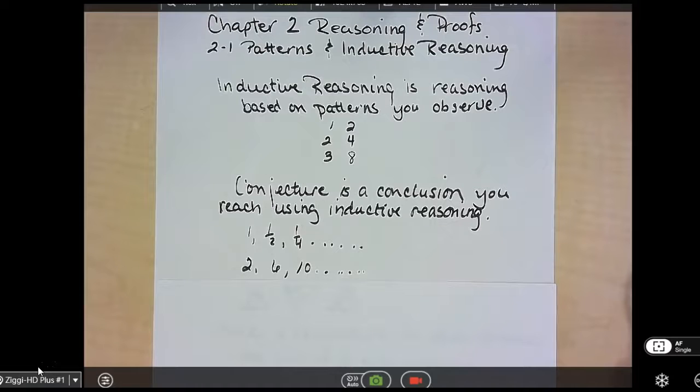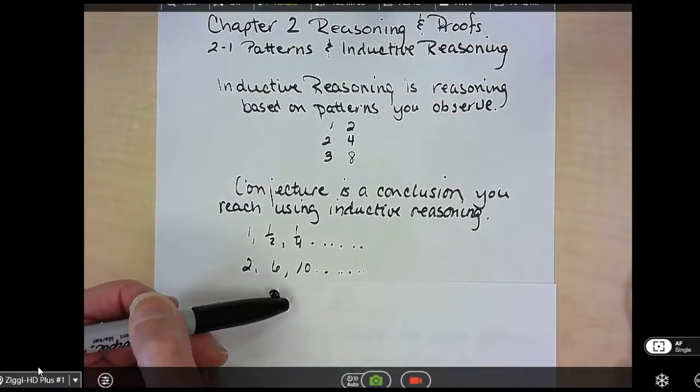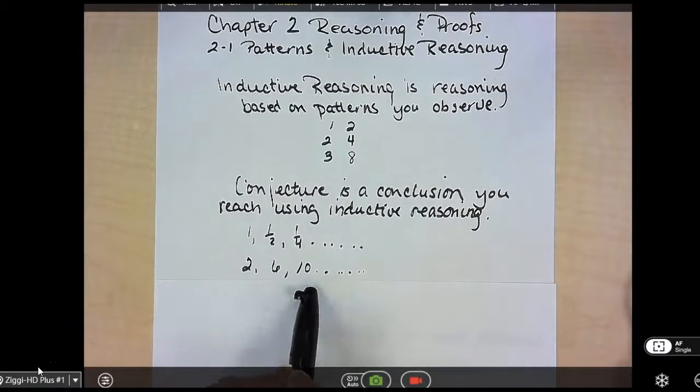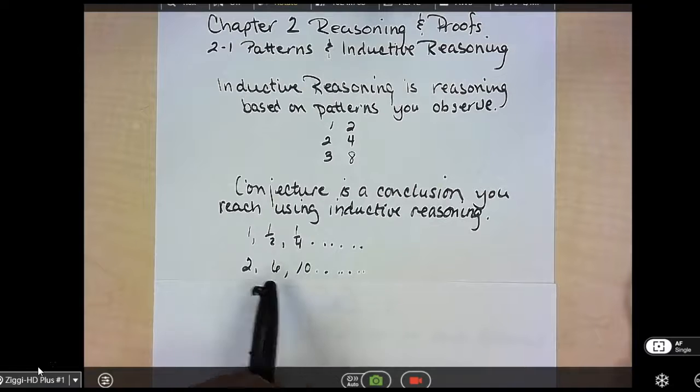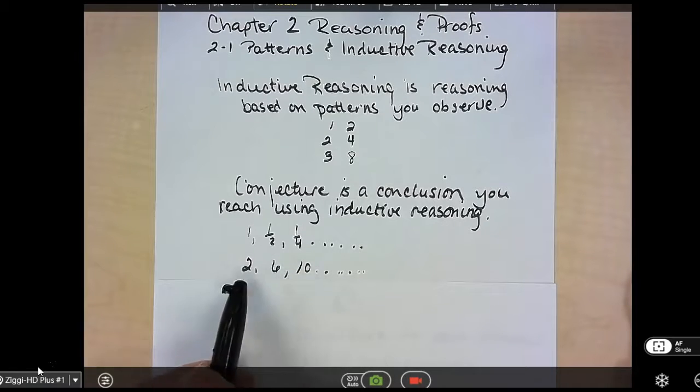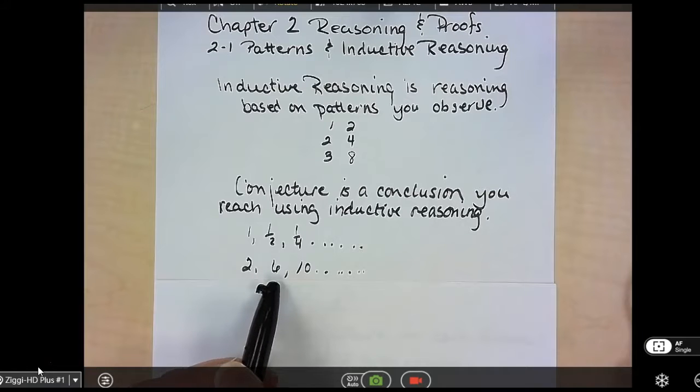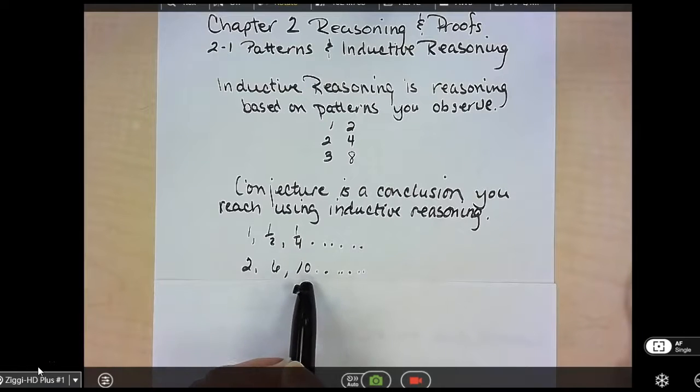If we were to make a conjecture with 2, 6, 10, first I thought we were multiplying by 3, but 6 times 3 isn't 10. So 2 plus 4 is 6, and 6 plus 4 gives you 10. 10 plus 4 would be 14, so 14, 18, 22 would be the conjecture you could make.